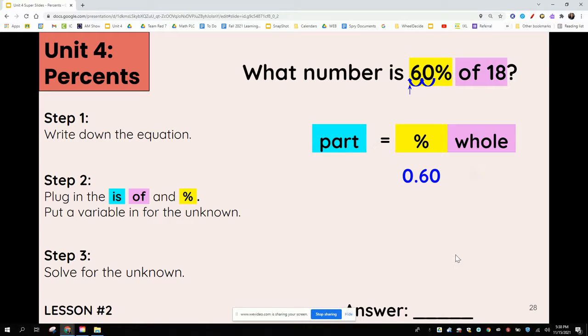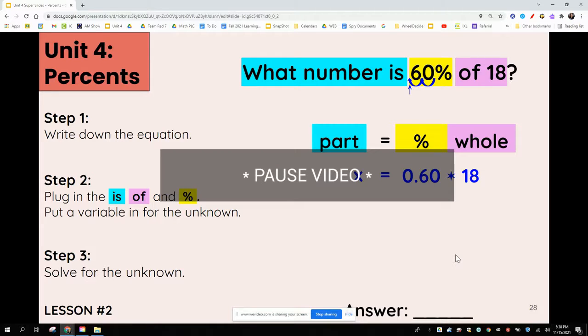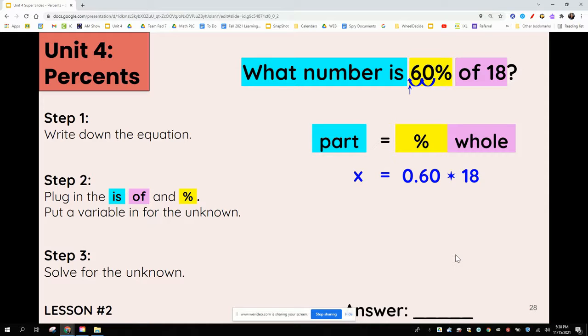Of 18 means the whole number is 18. And it did say what number is, so I don't know the is. I don't know the part. So I'm going to put a variable for the part and an equal sign. Now this one is pretty special because all you have to do to solve for x is multiply 0.60 times 18. So on your calculator, please multiply 0.60 times 18. All right, you should get 10.8. 10.8 is 60% of 18.